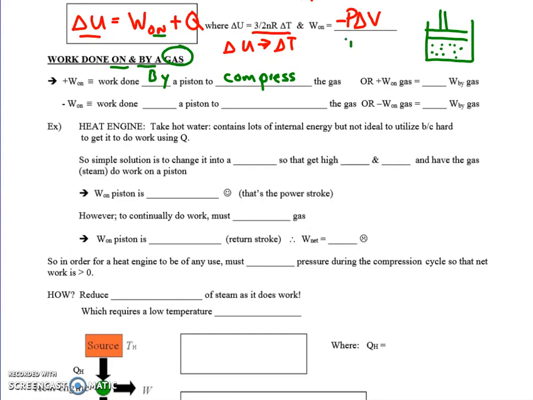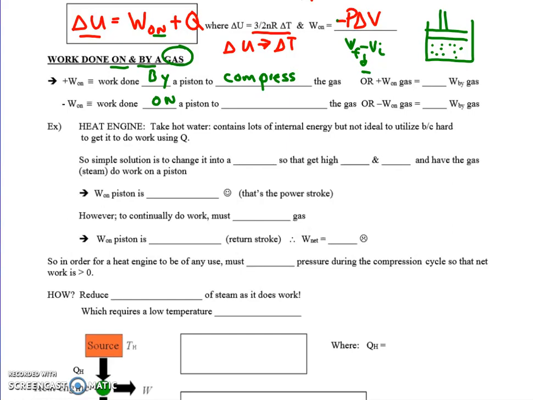Well, delta V is by definition final minus initial. So if I compress a gas, this is going to be negative. So if I take a negative of a negative, I get a positive work done on. Okay, so go through that a few times before you get there. Make sure you get that clear, because that's going to become important.